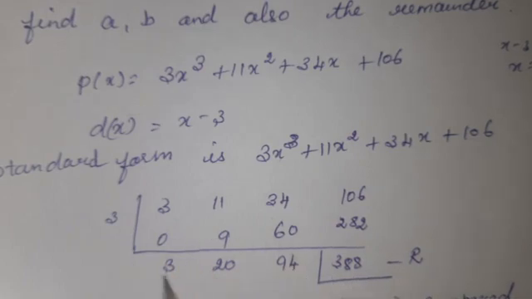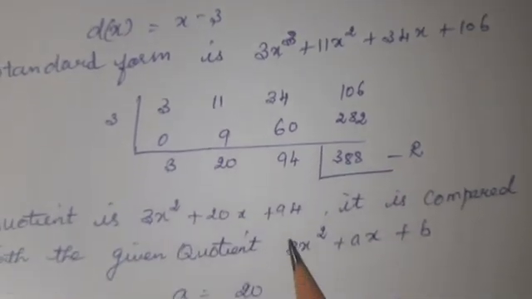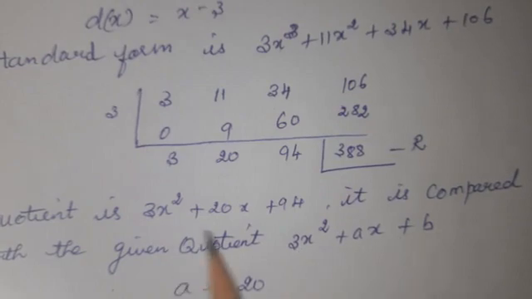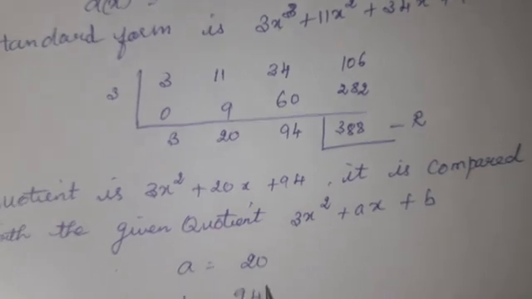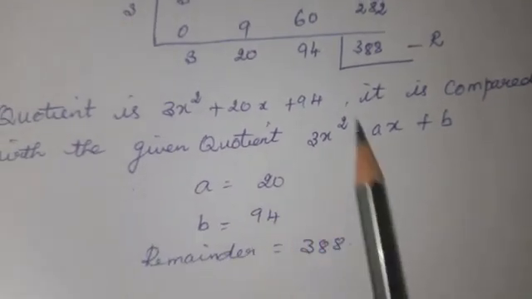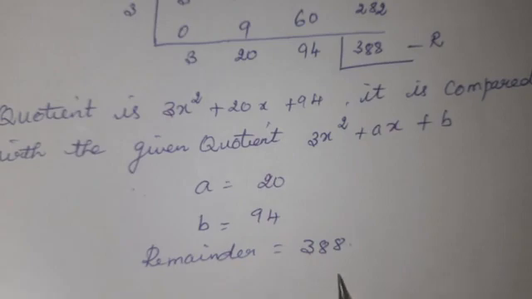This is the quotient, am I right? The quotient is 3x square plus 20x plus 94. We found that quotient. In the question itself, one quotient is given, which I have written here. So both quotients you should compare. See here, the square term is the same. Here the x term, when you compare in the a place, you have 20, so a value is 20. Then in the b place, what you have here is 94, so b value is 94. The remainder we already found here, that is 388.